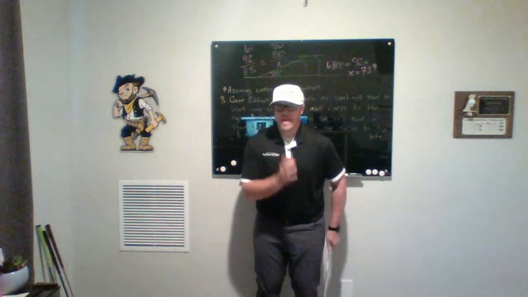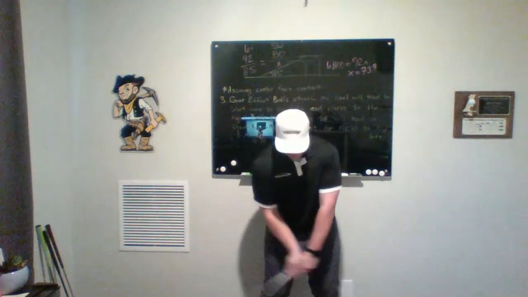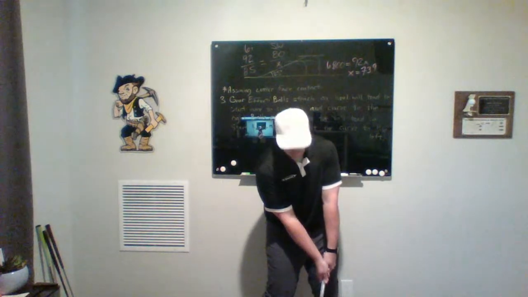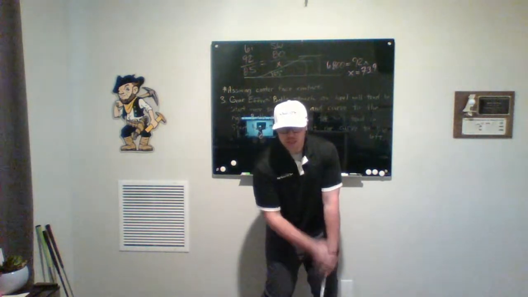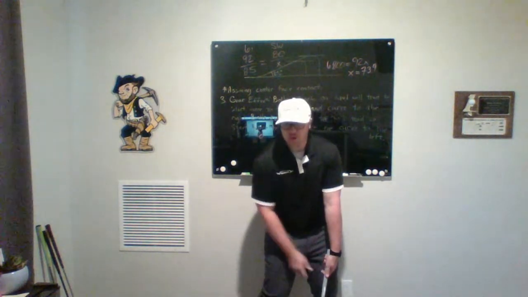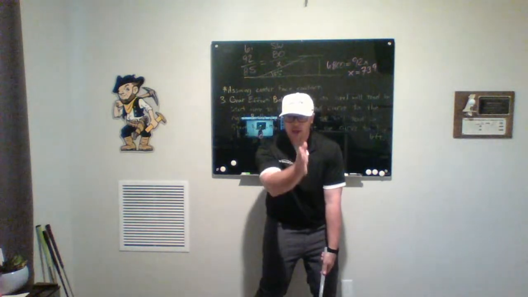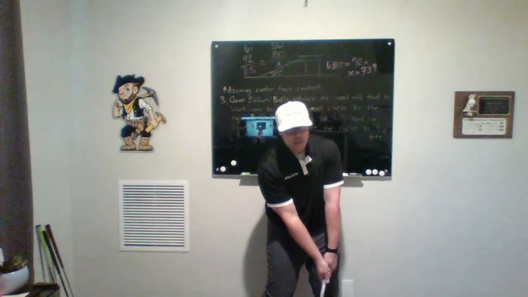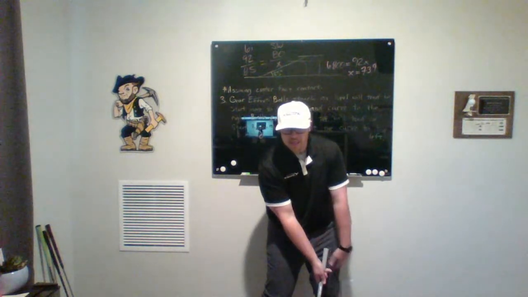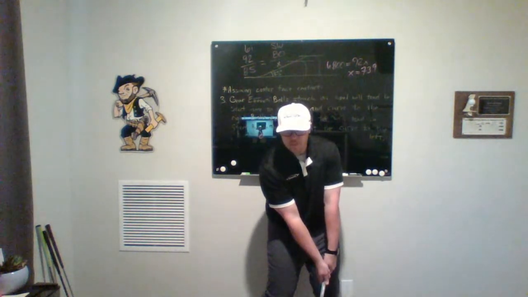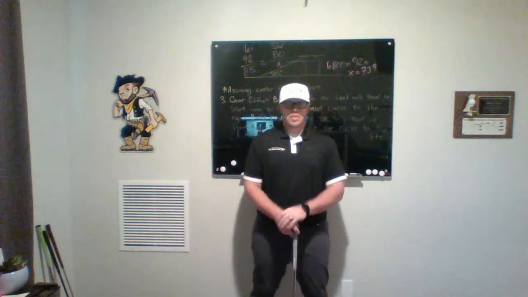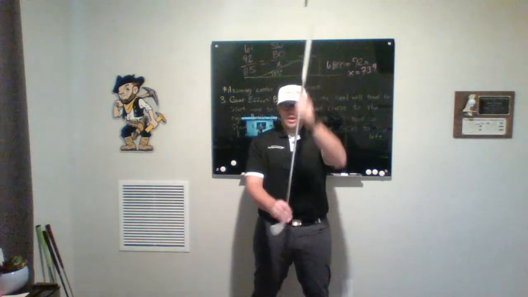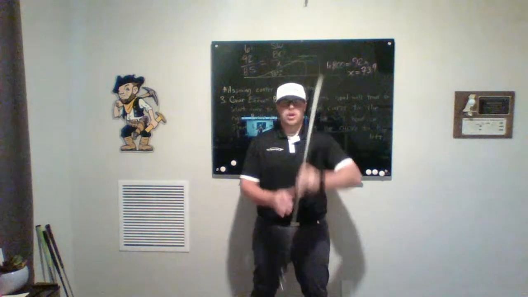A good impact position as far as forward shaft lean is concerned is seeing at contact that your hands are roughly in front of your trail thigh. If you're looking from a camera angle just like this, from face on, in front of the trail thigh at contact, it's typically the lead thigh, right? Having your hands right in the middle of that is typically going to be a pretty good impact position. That's going to have the shaft leaning forward a good amount.